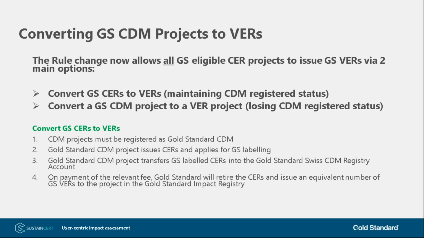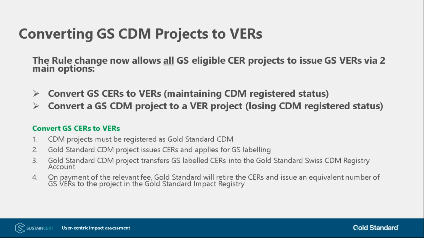So just to talk about the process for conversion of GS CERs to VERs. So the process is as follows in 4 steps. CDM projects need to be registered as Gold Standard CDM first. I guess that's fairly obvious because you can't issue Gold Standard CERs without that. And that's the second point really, that the project must issue the CERs and successfully apply for Gold Standard labeling.